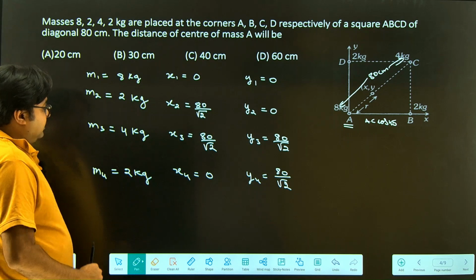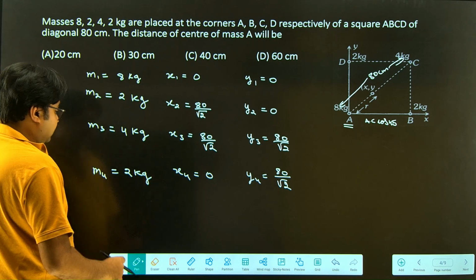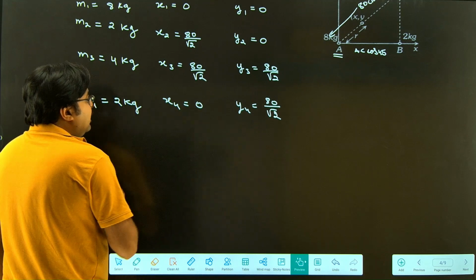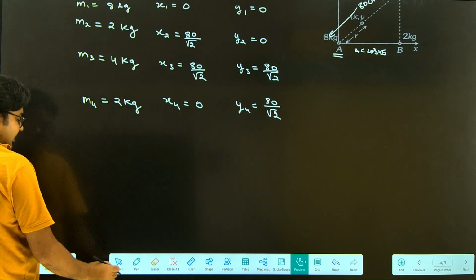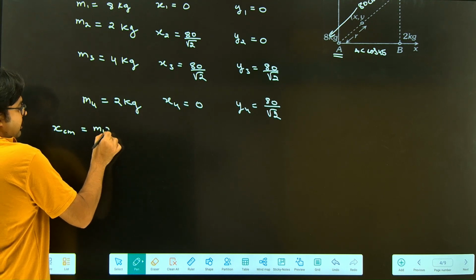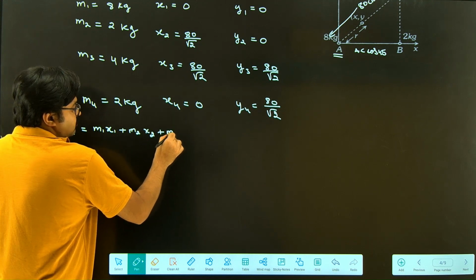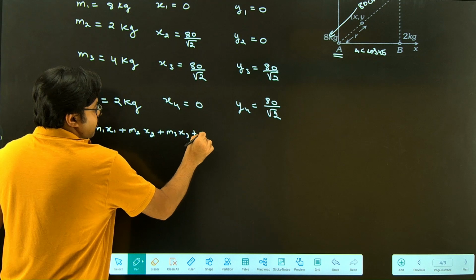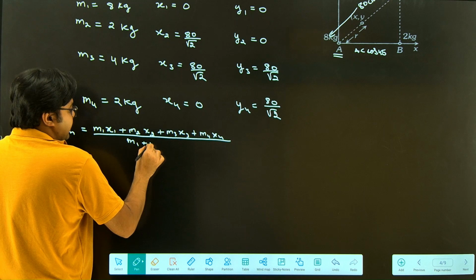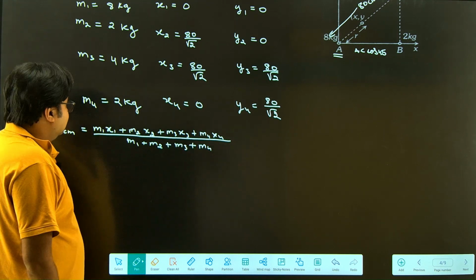Now, having understood this, we can now calculate the center of mass. Let's apply the formula for center of mass. XCM would be equal to M1 X1 plus M2 X2 plus M3 X3 plus M4 X4, whole divided by M1 plus M2 plus M3 plus M4. Now that's how you calculate the center of mass.